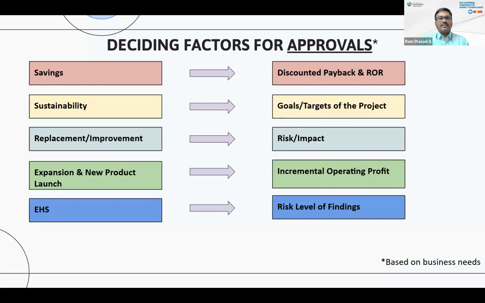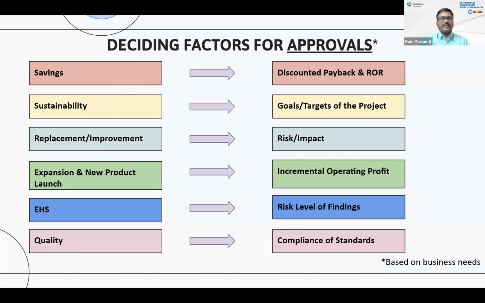Environment, health and safety, EHS. Here it is more about the risk level of any audit finding that would have come in. So if the risk level is high, we will not be looking at the discounted payback or the incremental profit. Here, to mitigate the risk identified, we may have to go in for an asset. So this will be the factor which we will take in when we look at any EHS related assets.